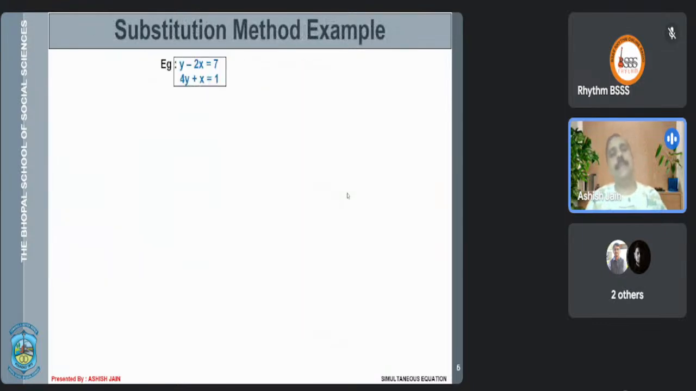एक example देखते हैं. We have an equation y minus 2x is equal to 7. Second, we have the equation 4y plus x is equal to 1, right? So let us now try to solve it. We mark the given equations as 1 and 2. Here, from equation 1, we say that the value of y is equal to 7 plus 2x, because if you take this minus 2x to the opposite side, it becomes positive 2x. So it's 2x plus 7. Okay. Mark it as equation number 3.